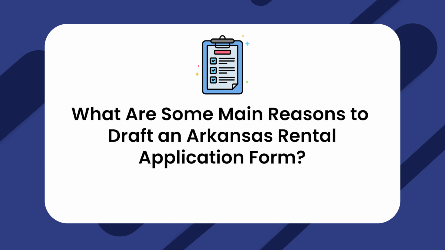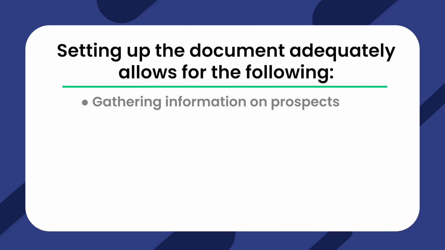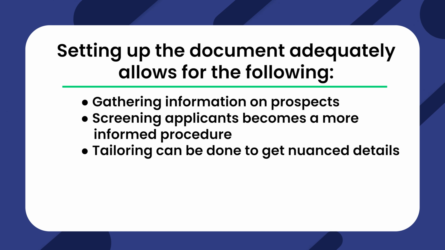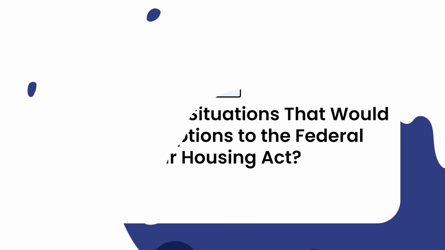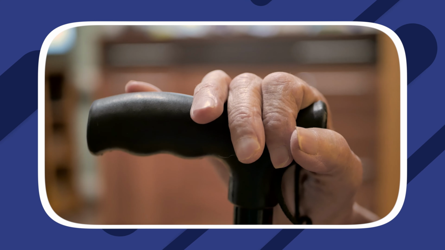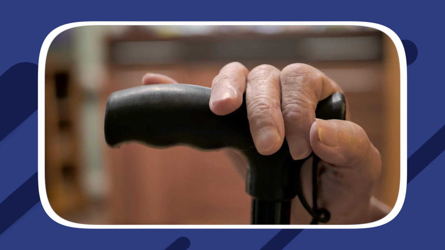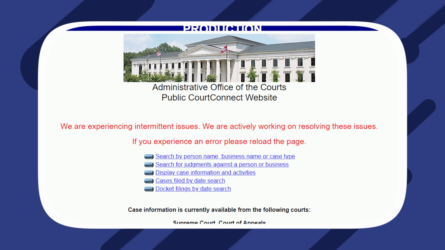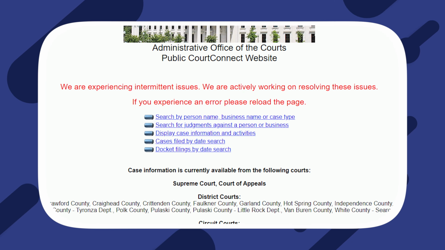What are some main reasons to draft an Arkansas rental application form? Setting up the document adequately allows for the following: gathering information on prospects. Screening applicants becomes a more informed procedure. Tailoring can be done to get nuanced details. Are there any situations that would allow exceptions to the Federal Fair Housing Act? Yes. For example, if there is age-restricted housing, an exemption can be made to allow age details to be requested. Is it difficult to get access to a potential tenant's eviction history in Arkansas? No. Eviction history is a public record and can be accessed directly on Court Connect or via the employment of a third-party software or company.